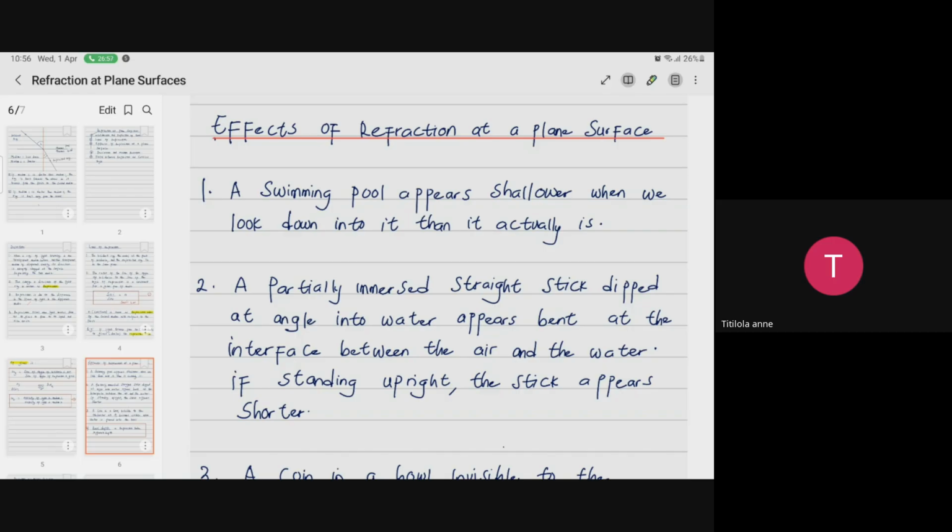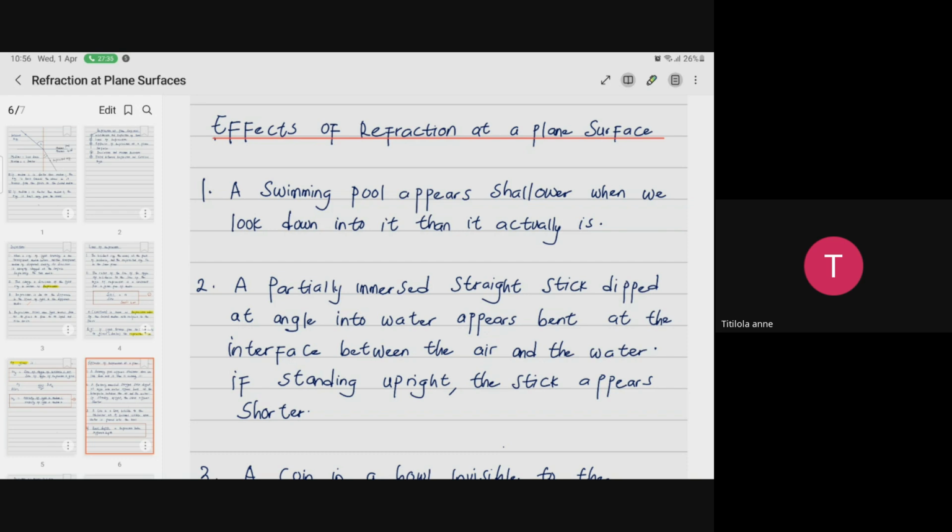Okay. So now the next one is that a partially immersed straight stick that is dipped at an angle into water appears to be bent at the interface between the air and the water, right? So if you put a stick partially inside water, it looks as if it is bending. So these are some of those applications of your refraction. I will not go into detail to start explaining how it happens and the angles and everything. I just want you to understand that these are the two applications of it. Do you understand now? So these are the applications or the effects of refraction at a plane surface.